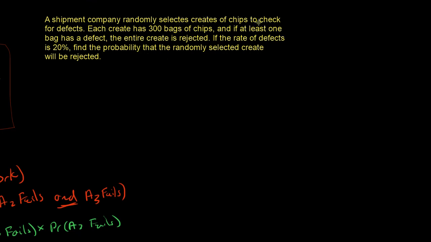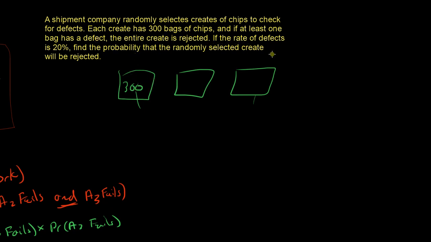Randomly selects crates of chips. Okay, so in this case we have all these different crates of chips, and you randomly select some of the crates. You don't check every crate, and you're checking them for defects. So if a crate has 300 bags of chips, and if at least one bag has a defect, then the entire crate is rejected. Okay, so if the rate of defects is 20%, find the probability that the randomly selected crate will be rejected.